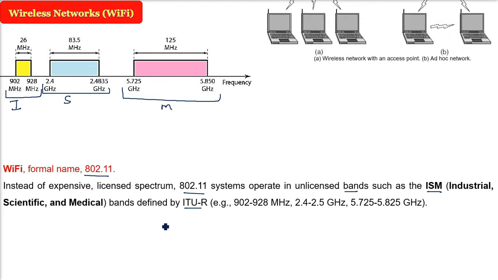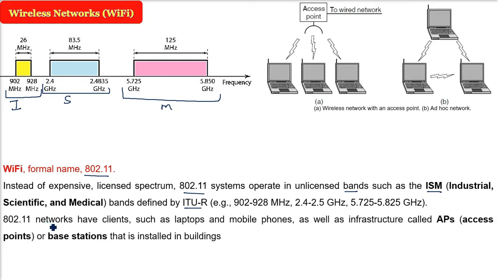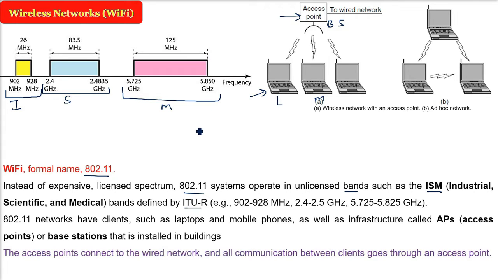Wi-Fi is using this. So 802.11 has clients. This can be your mobile phone or your laptop. And the infrastructure, that is, we have access points, or we already know it by the name of base station. Since Wi-Fi has a range, it is installed in a building or an area. The laptop and the mobile phones are wirelessly connected to access points, but these access points are connected through wire.